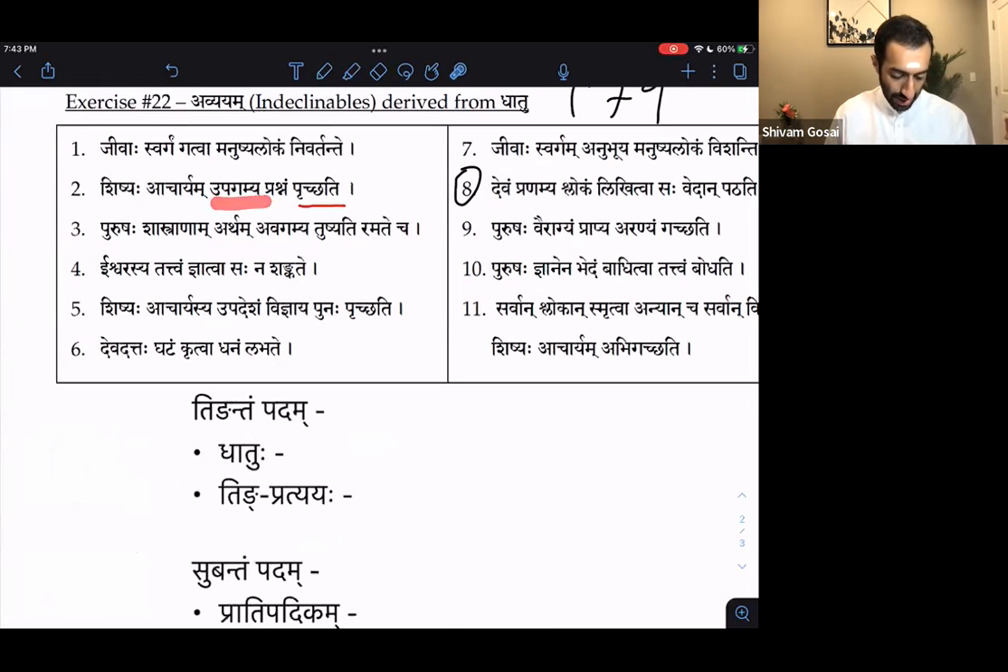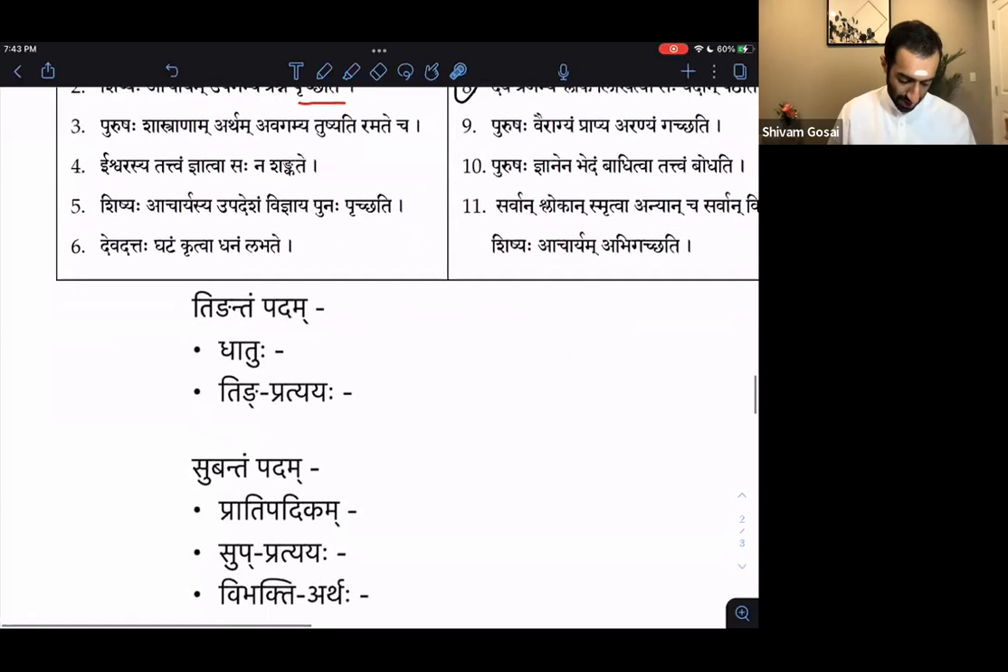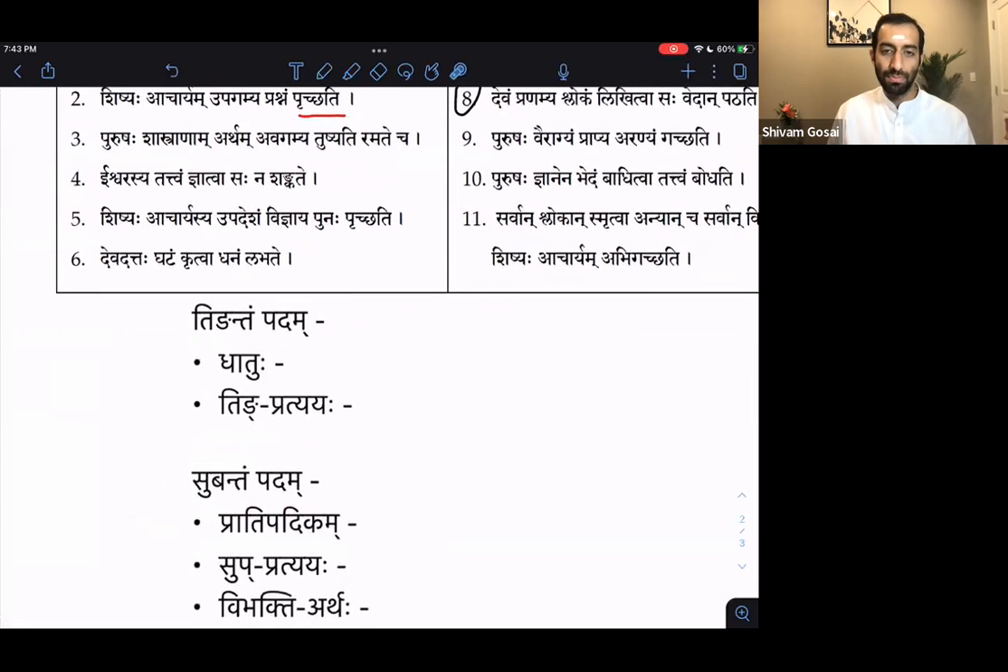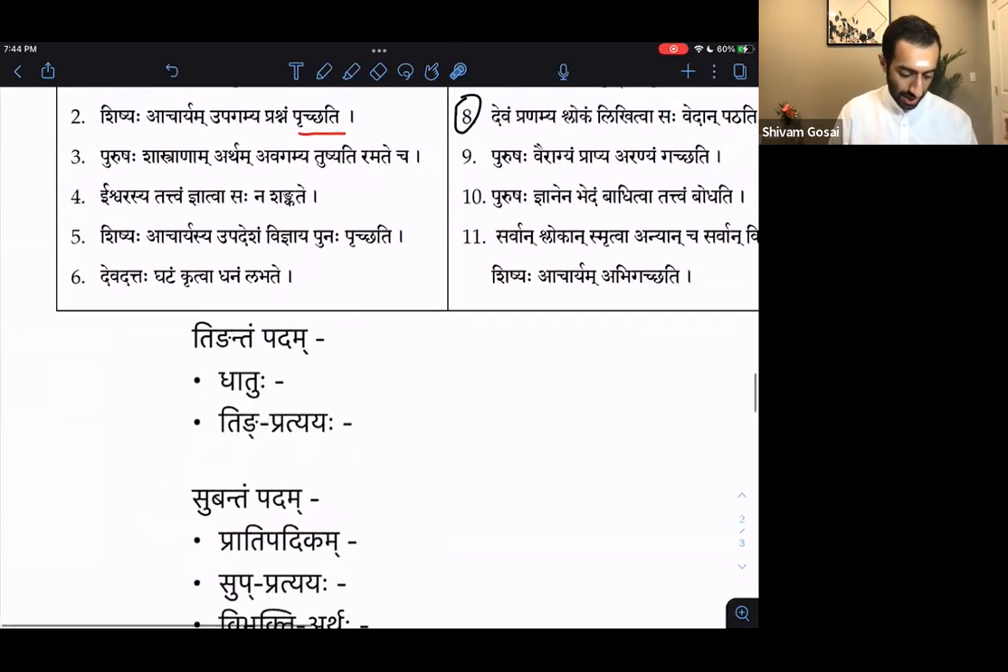Connected to this, here we have shishya. Shishya is a subantam padam. Pratipadika of shishya is shishya. It's an a ending, masculine, just like Rama. Supratyaya, this is 1-1. Vibhakti arthaha, this is kartari prathama, to both upagamya and pritchati, really both. Because when one karta has multiple actions, that's when we do this. So it's kartari prathama to multiple things.